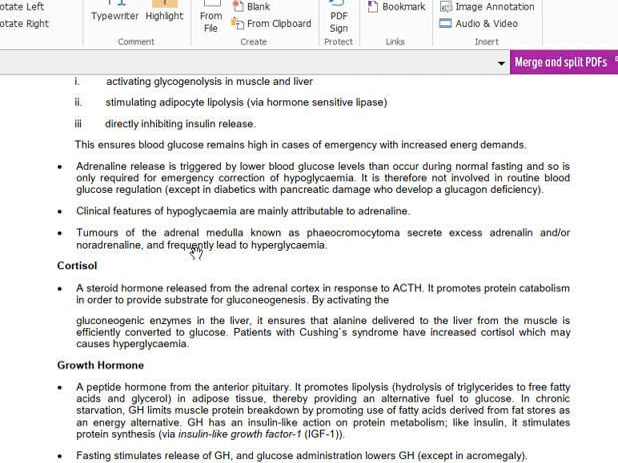Now, tumors of the adrenal medulla, known as pheochromocytoma, are going to secrete excessive adrenaline and noradrenaline, which is going to lead to hyperglycemia. So that's why patients with pheochromocytoma instead have hyperglycemia.